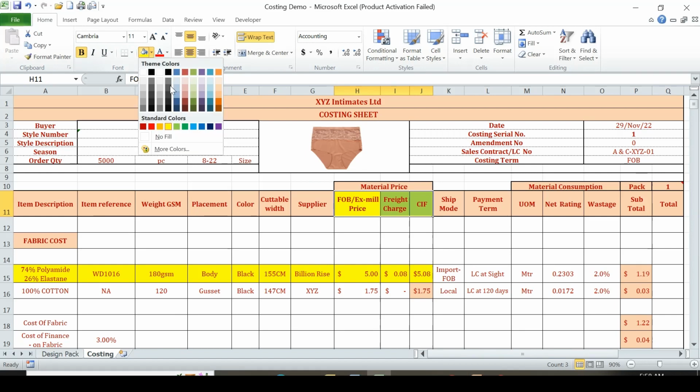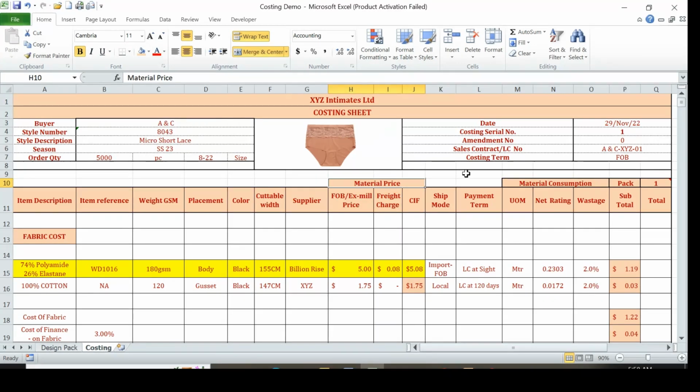Let's go back to the original. Now, this ship mode. Ship mode is actually important because are you taking this material from overseas or local? And are you taking it by FOB or CIF incoterm? Then you have to consider the payment term. If it is LC at sight, or LC at 90 days, or LC at 120 days, or TT, there will be a cost.